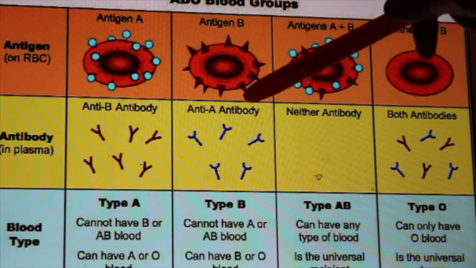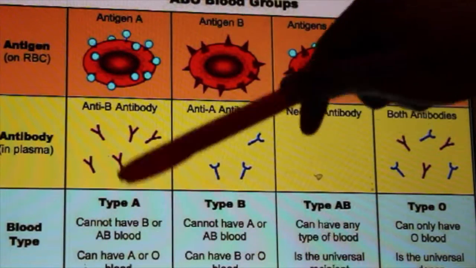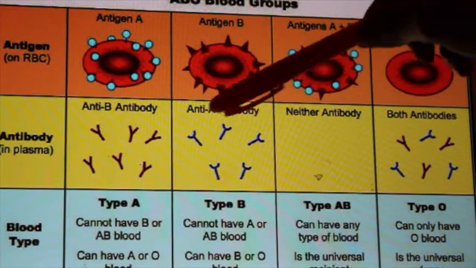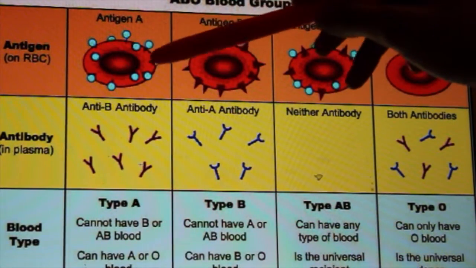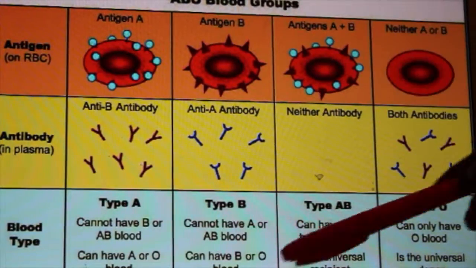So if you accidentally put a type B in a type A, we'll have some problems, and these antibodies will start binding to these antigens, and then it'll start clotting and slowing down the blood flow.